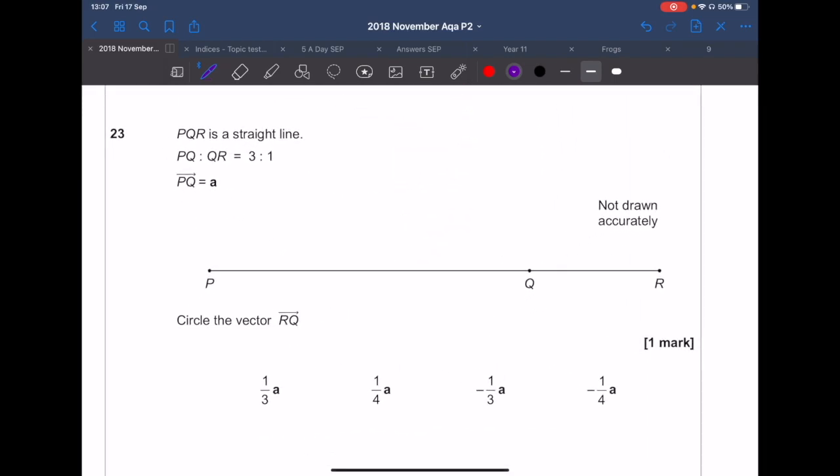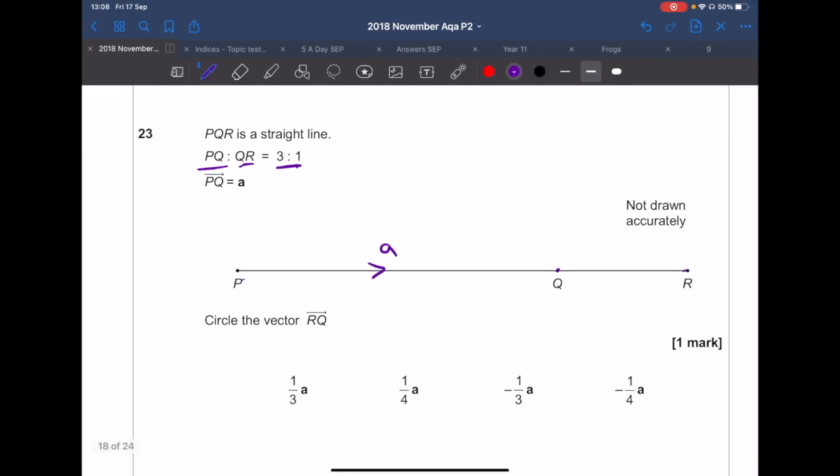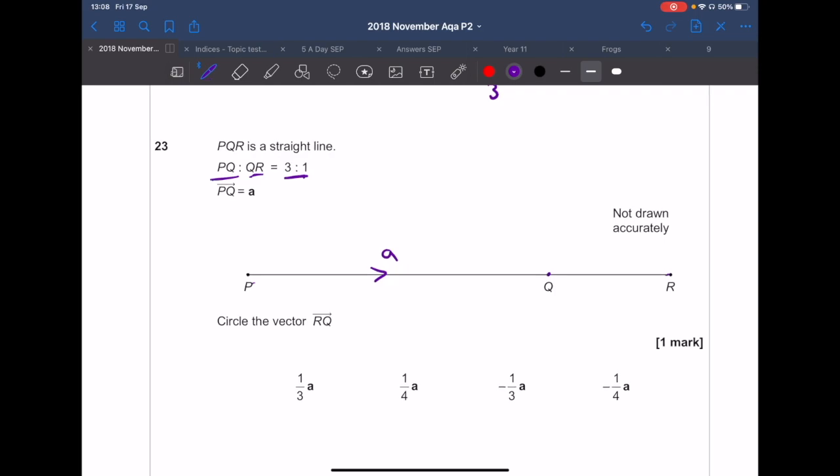PQR is a straight line. The ratio of PQ to QR is 3 to 1. PQ is a. Circle the vector RQ, so we want to circle the vector RQ. The ratio of PQ to QR is 3 to 1, so for every 3 parts you've got 1.